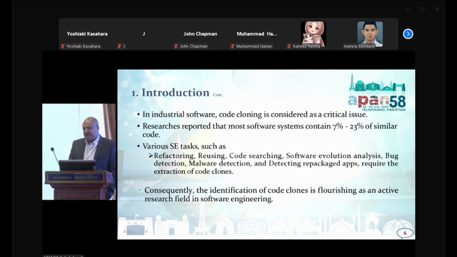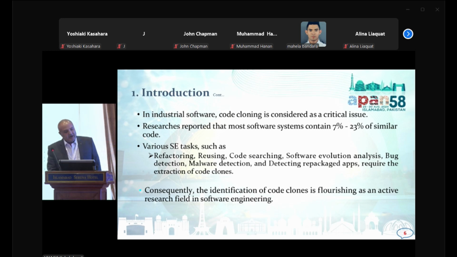In the software industry, code cloning is considered a critical issue. Researchers indicate that between 7 and 23% of software systems is similar code. Also, several software engineering tasks such as refactoring, reusing, code searching, and software evolution analysis require the extraction of code clones. Consequently, the identification of code clones has emerged as an active research field in software engineering.